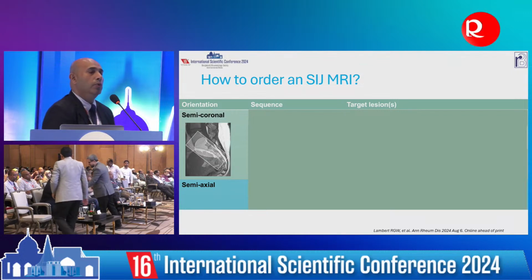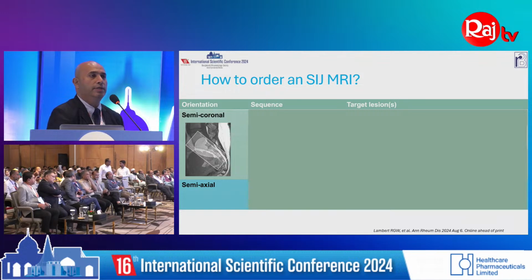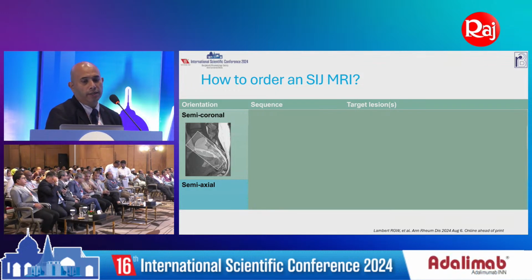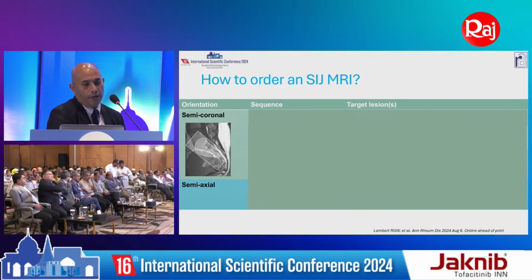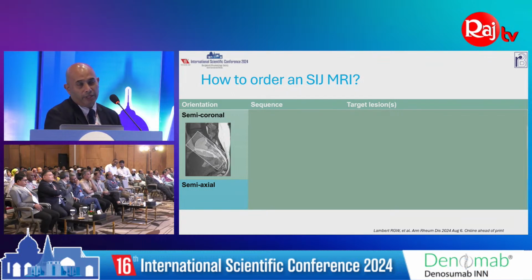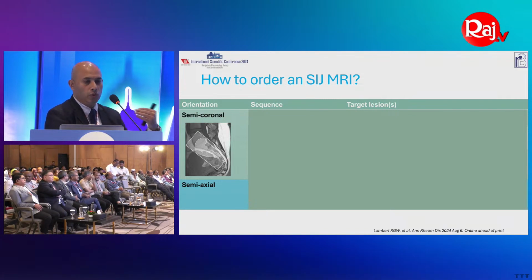Now, we need to remember that unless we ask for what sequences we want, the radiologist may take their own views and start doing it, and then we have to interpret in a way that we would like to. So that's where we have these recently published guidelines on how to order an MRI. Essentially, we always remember that there have to be two orientations.